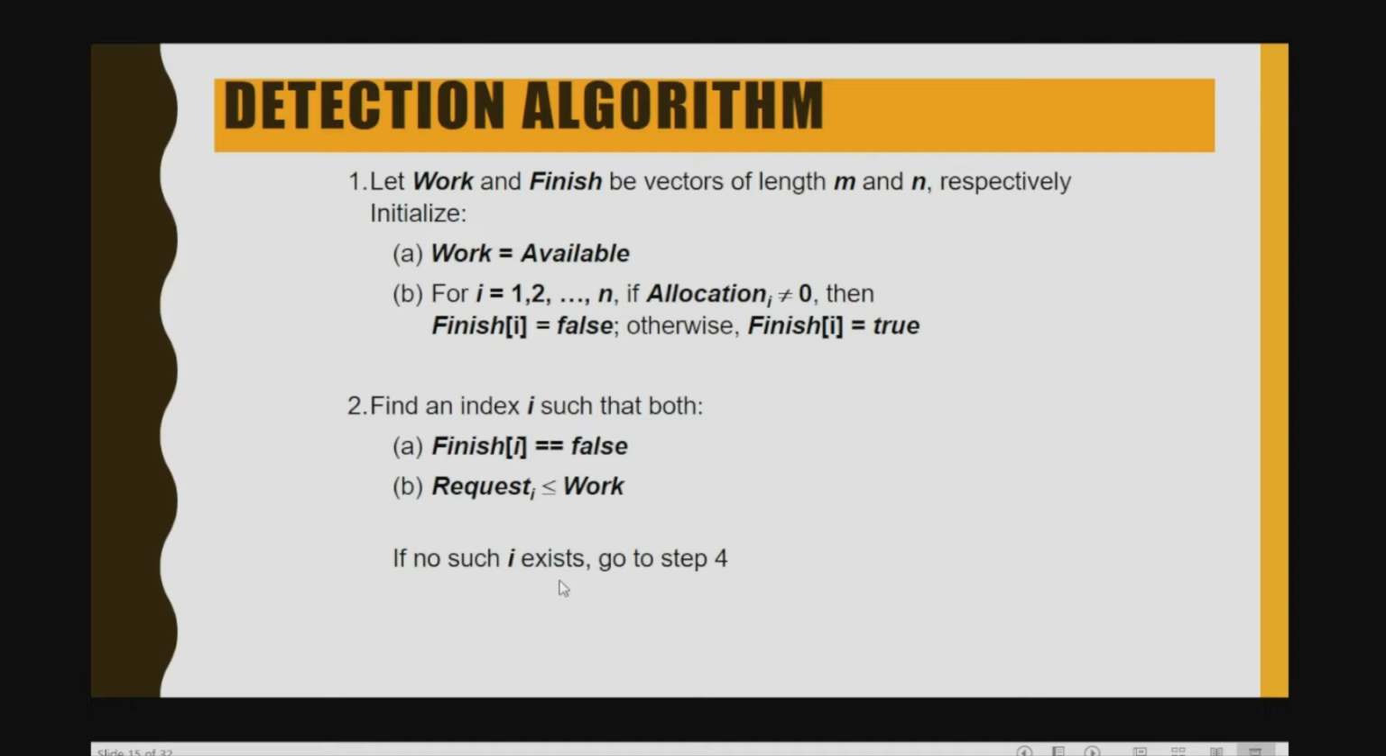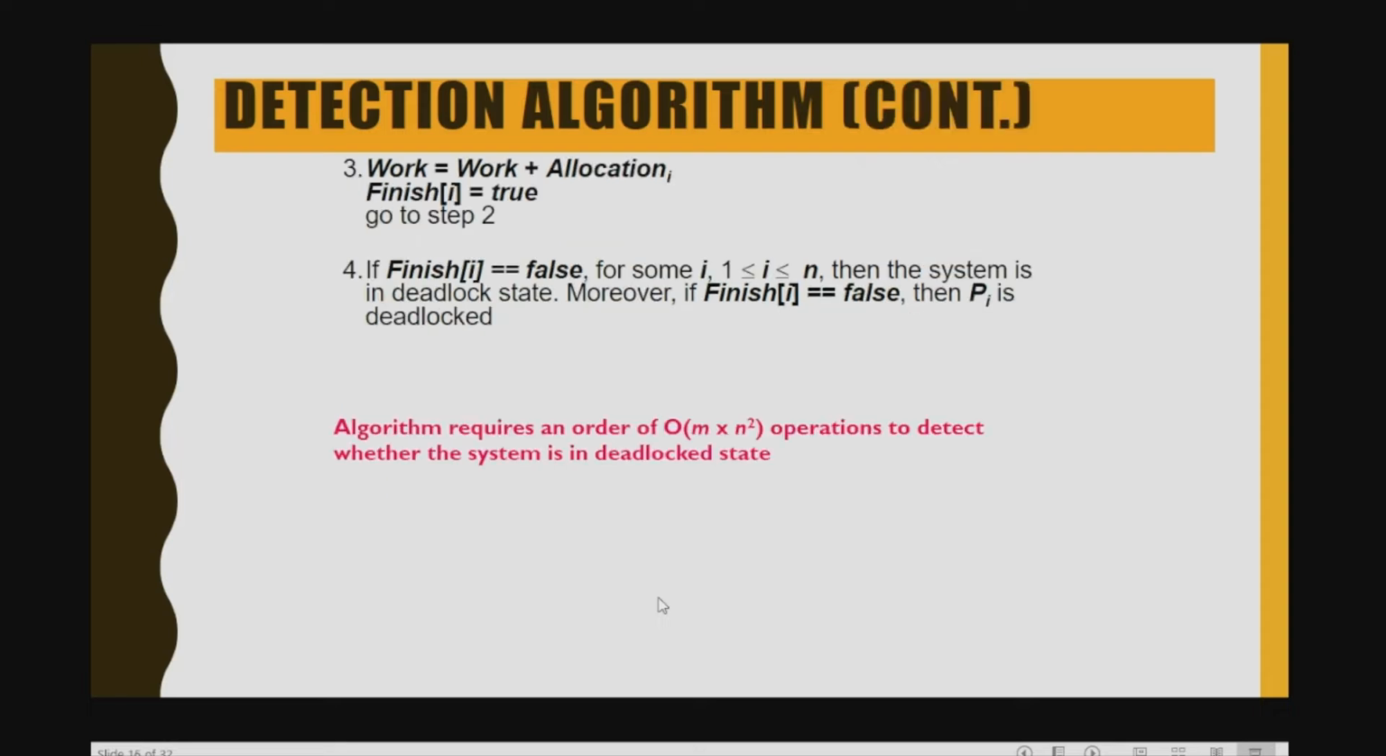If no such i exists, we go to step number 4. Step 4: if Finish[i] equals false for some i, where 1 is less than or equal to i, and i is less than or equal to n, then the system is in a deadlock state. This is how we detect the deadlock. Moreover, if Finish[i] equals false, then process i is deadlocked. So we need to identify which process is deadlocked, for step number 4.